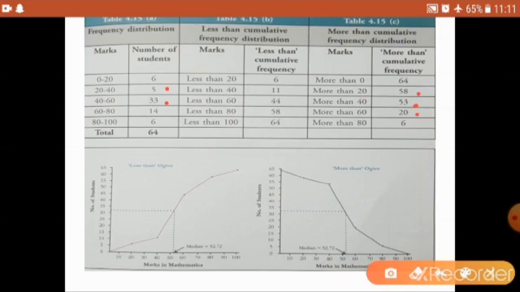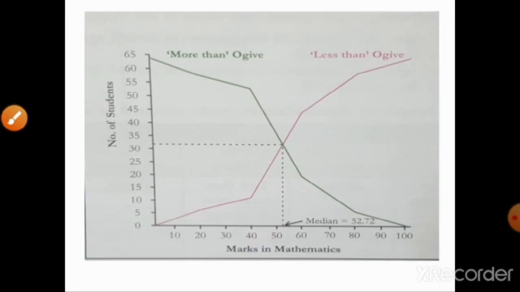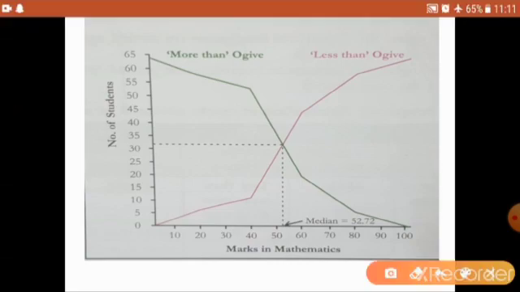After forming this, we can plot the points on the graph and get a curve. This is the less than frequency curve and this one is the more than frequency curve. When they are joined together, we get a curve like this. The point at which they intersect is considered the median. So from the less than frequency and more than frequency, we are able to obtain the median.